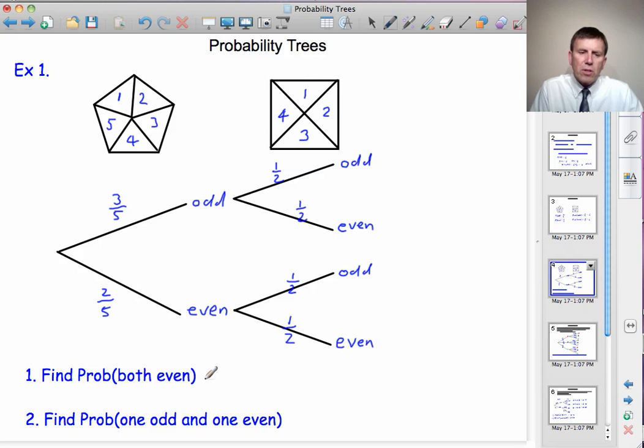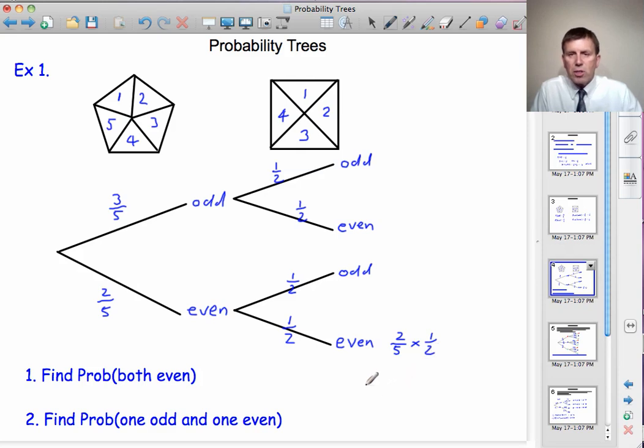And I'm first going to find the probability that both scores are even. So there's only one way through the tree that gives me that. It's even and even. And remember what we said about the AND rule. If you want one thing to happen and another, we multiply the probabilities. So we get 2/5 multiplied by a half.